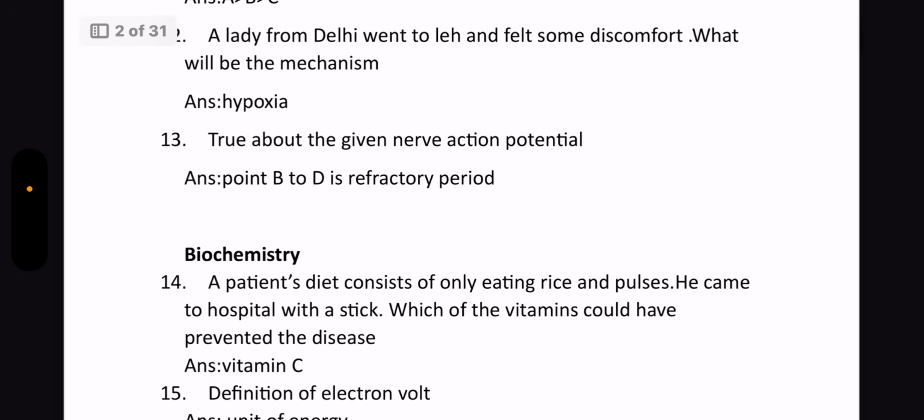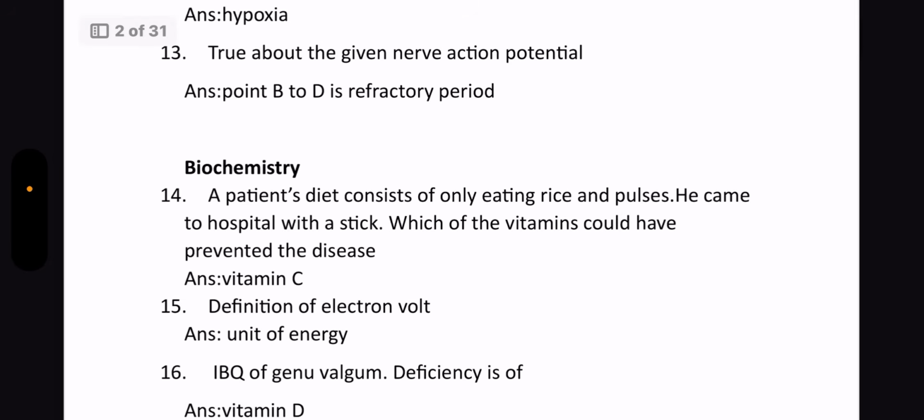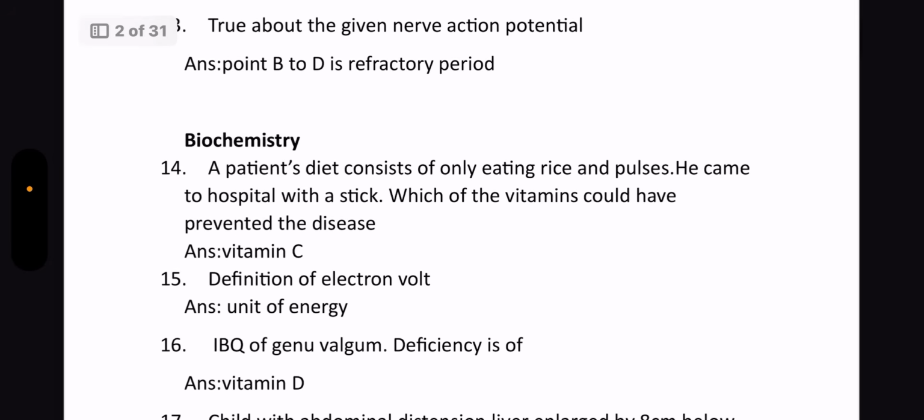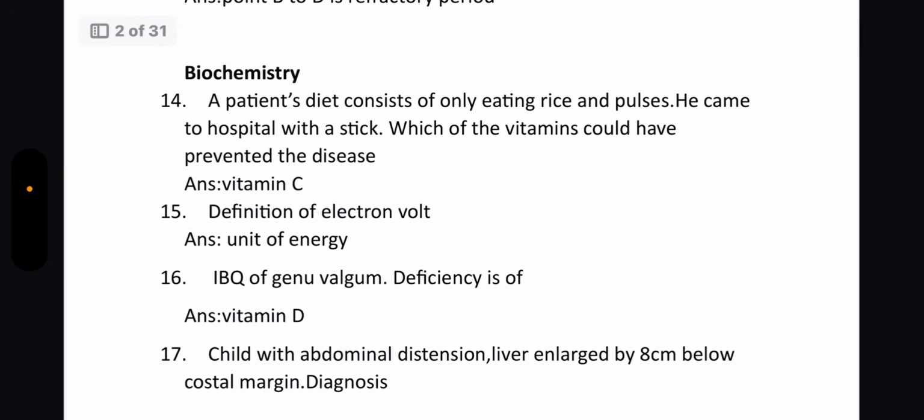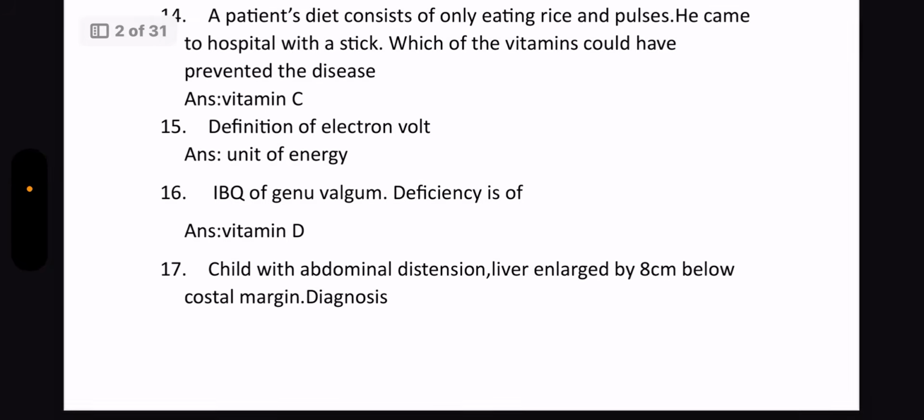Next one, a lady from Delhi went to Leh and felt some discomfort. What will be the mechanism? Hypoxia. Next, true about the given nerve action potential. Image based question. Point B to D is the refractory period is the answer. Moving on to biochemistry questions.